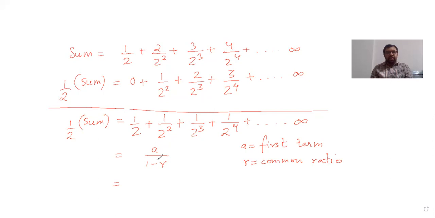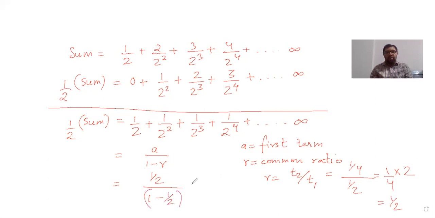We can see here a is the first term, so the first term is half, and then 1 minus r. How do you calculate r? We can calculate r by dividing two successive terms. If you divide the second term by the first term, you get the value r, or you can divide the third term by the second term. Here the second term is 1 by 4 and the first term is half. So 1 by 4 upon half means 1 by 4, and this 2 goes in the numerator. So 1 by 4 into 2, which means the common ratio is half.